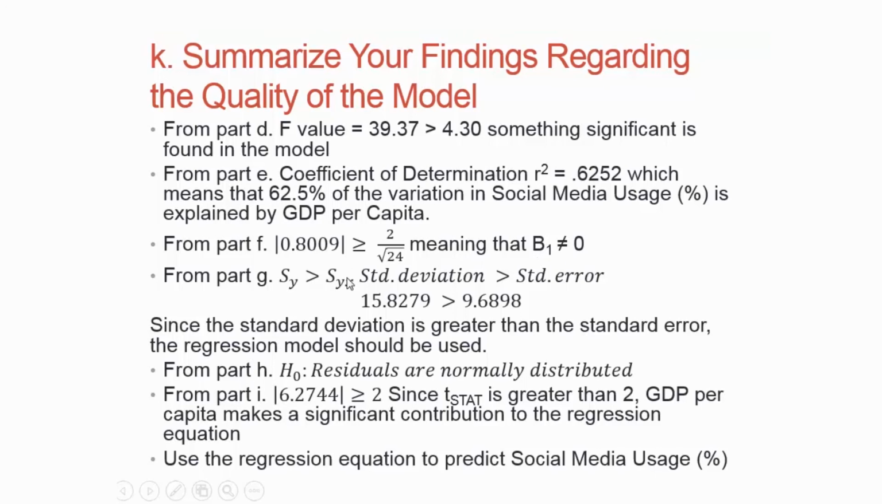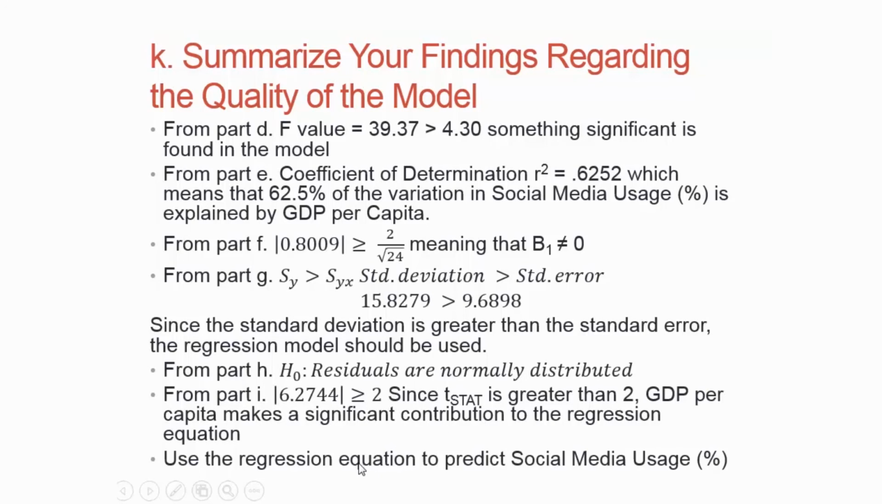From part G, we found that SY, which was 15.83, was greater than SYX, the standard error, and therefore since the standard deviation is greater than the standard error, we should use the model. Part H, residuals are normally distributed, is what we discovered. There were no outliers. Part E, we found for T 6.2744, which is quite a bit greater than 2. Therefore, GDP per capita does make a significant contribution to the regression equation.